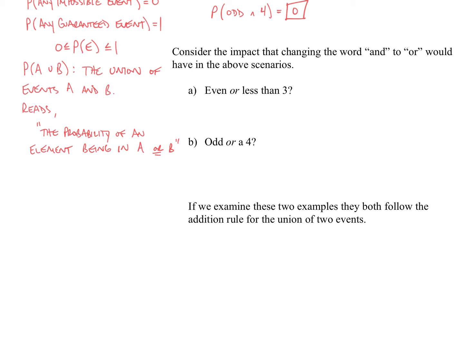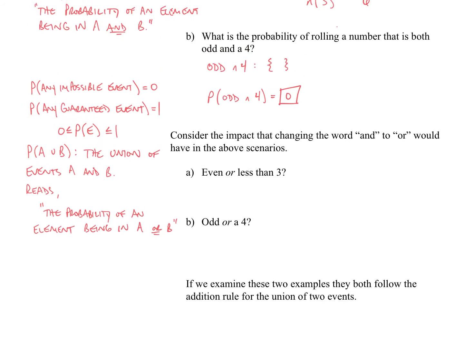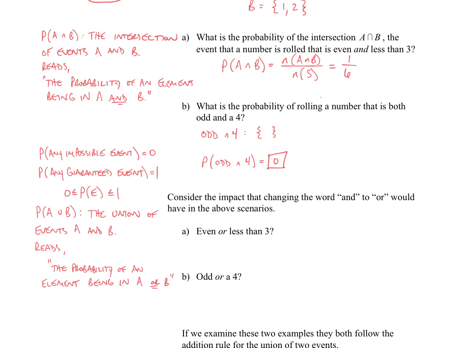So these are the same scenarios we had above, but instead of even and less than 3, we're going to start with even or less than 3. So the probability of even or less than 3. Well, the way that we're going to want to calculate this is we're going to want to find all of the values that are either one of these two things, right? It's not going to have to be even and less than 3. It's just got to be even, or it's got to be less than 3, or it could be both, right? So we think of the values that would fall into this group.